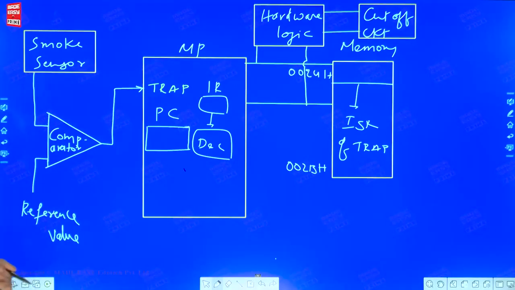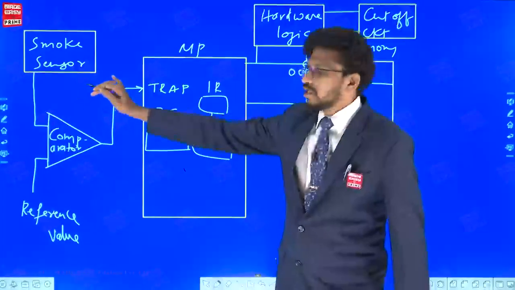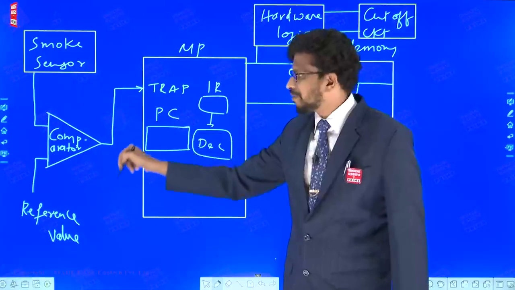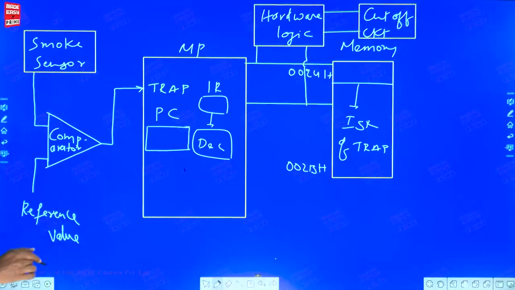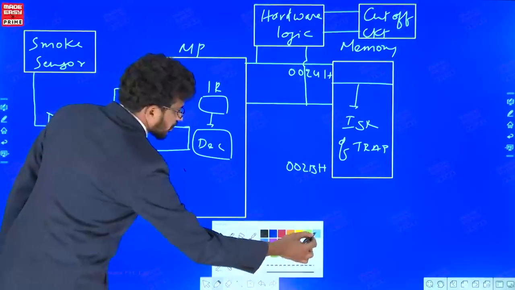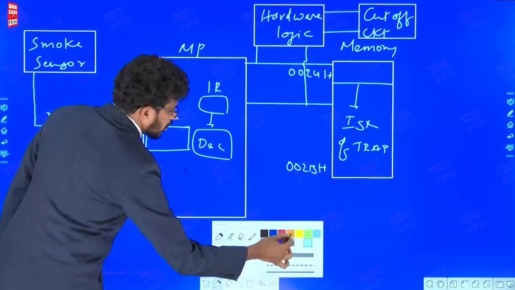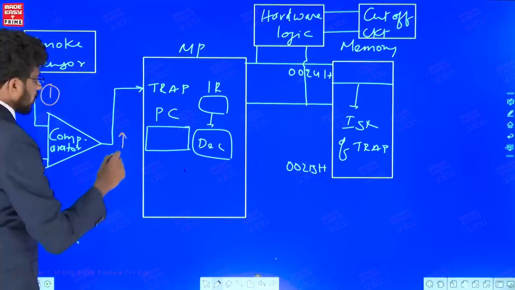Now let us see the sequence of events which may take place while an interrupt is received by the microprocessor. Number 1: when there is no smoke or no fire, nothing will happen. It will just be comparing the values. But whenever some smoke has occurred, let us take the sequence of events. Number 1, say the fire has occurred. Definitely the output of the sensor will be more than the reference value, so this will activate the interrupt.